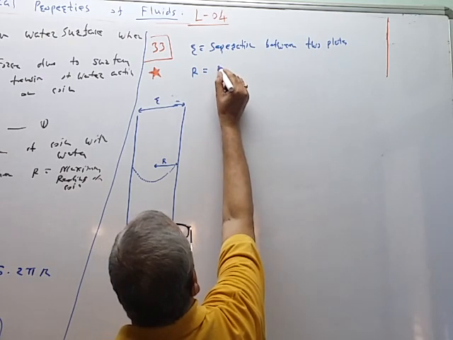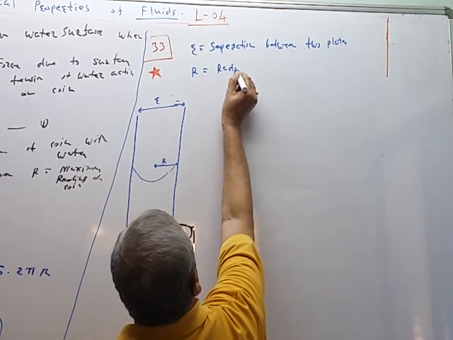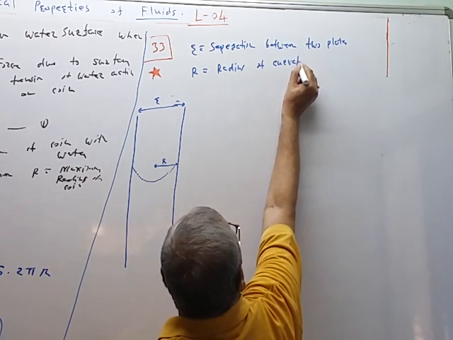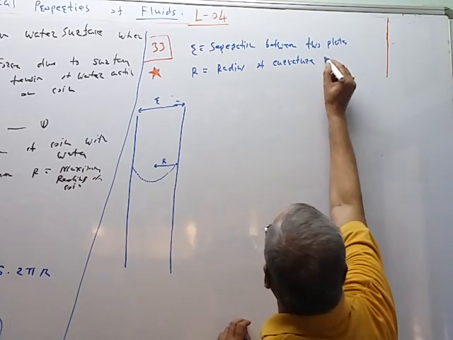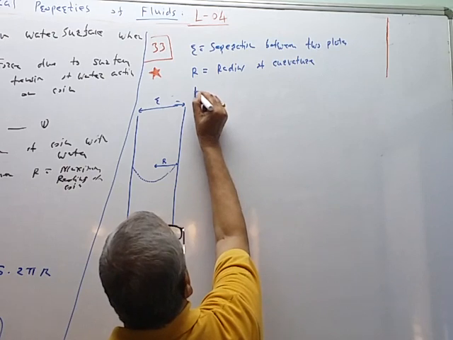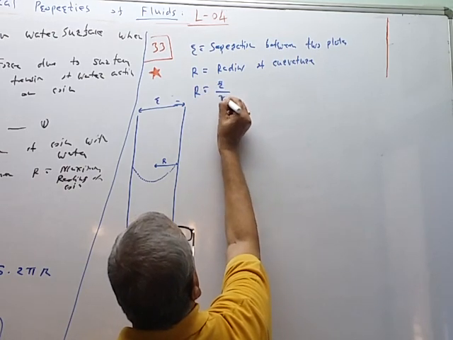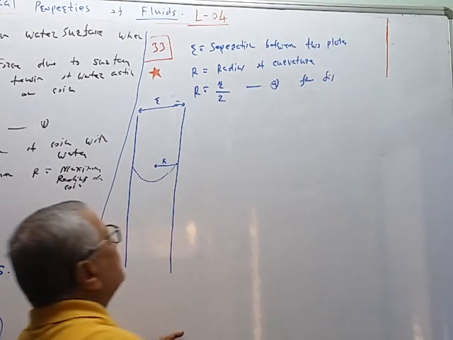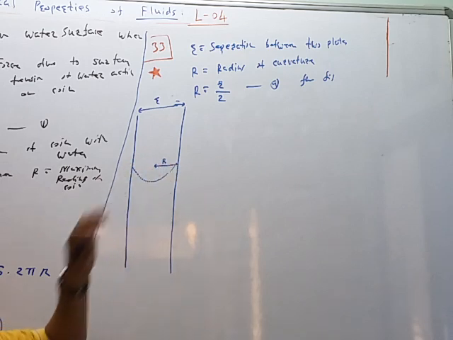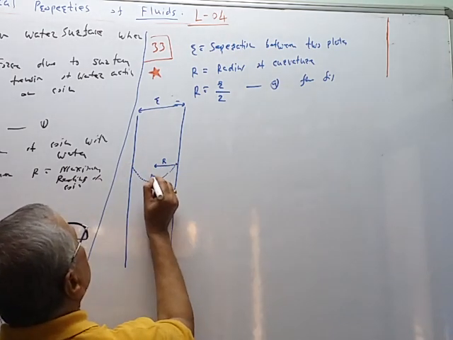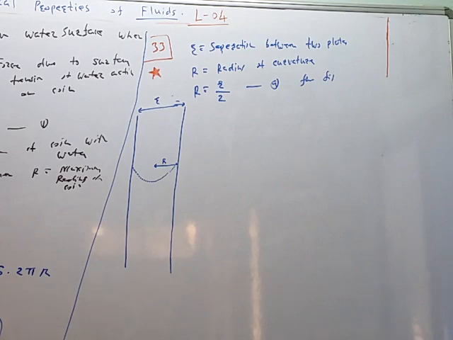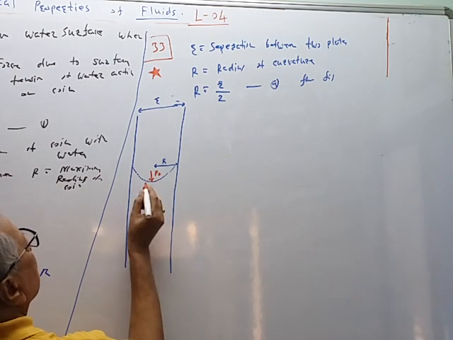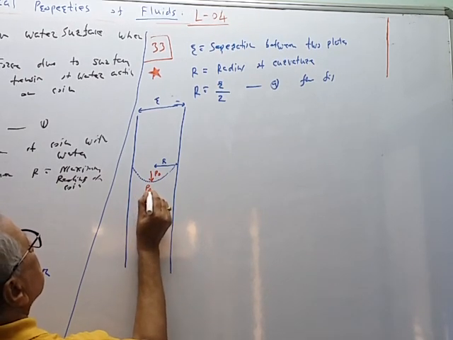R is equal to the radius of curvature, therefore this R is equal to R by 2, equation 1, from the figure. Actually this R is a diameter, so capital R will be half of it. So the atmospheric pressure is P0 and this pressure is the P inside.